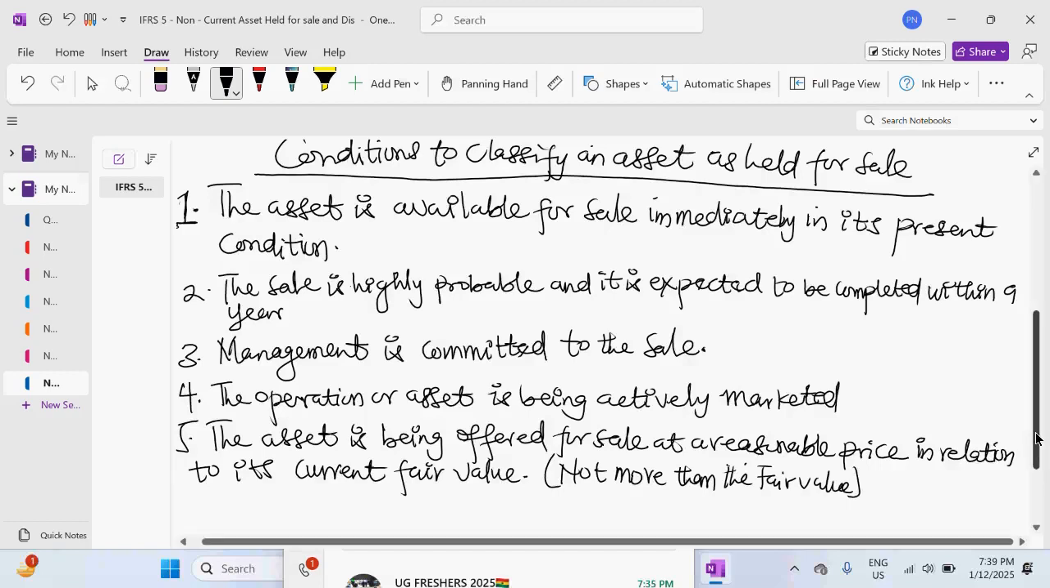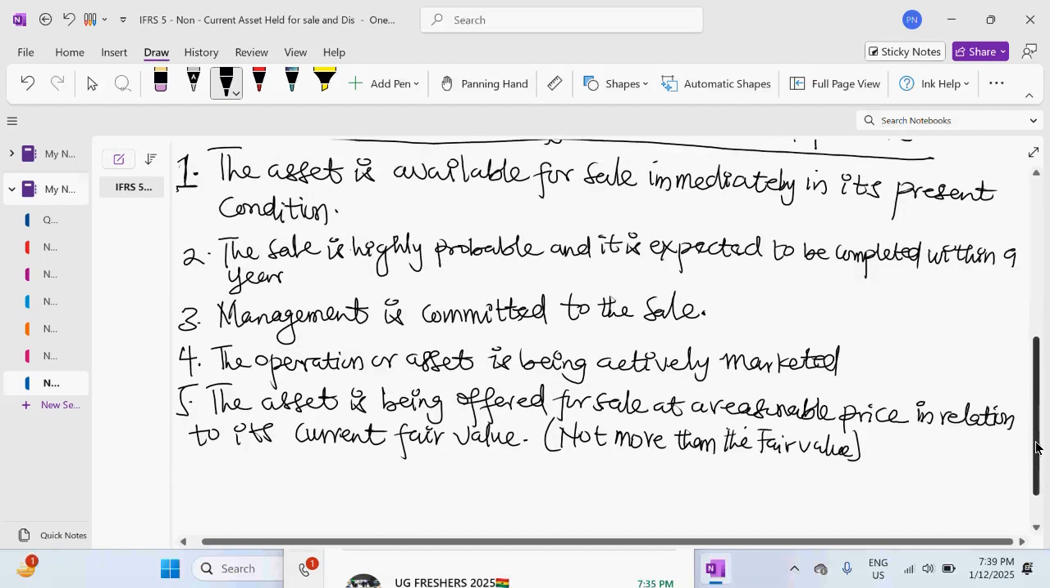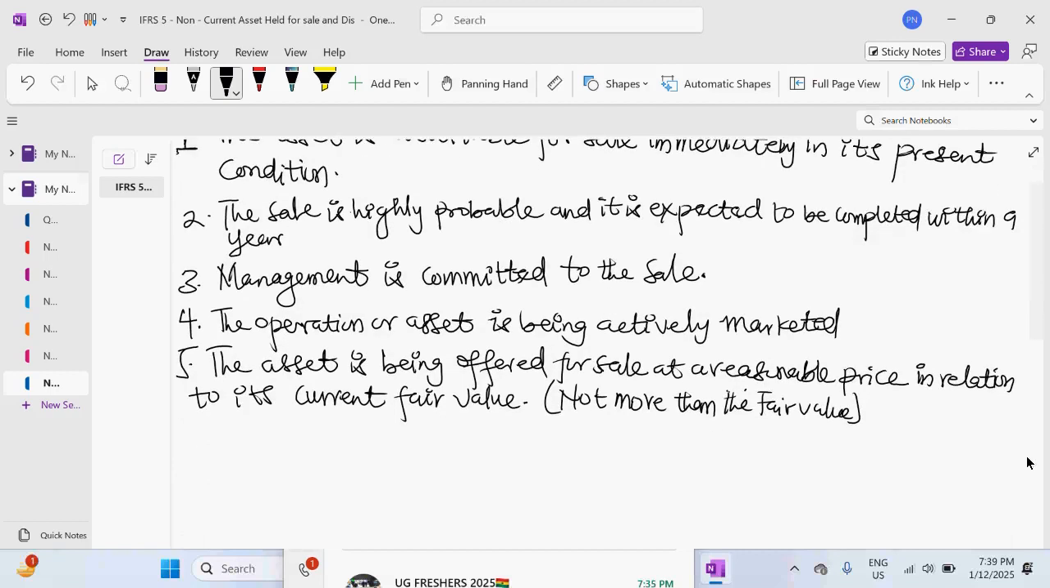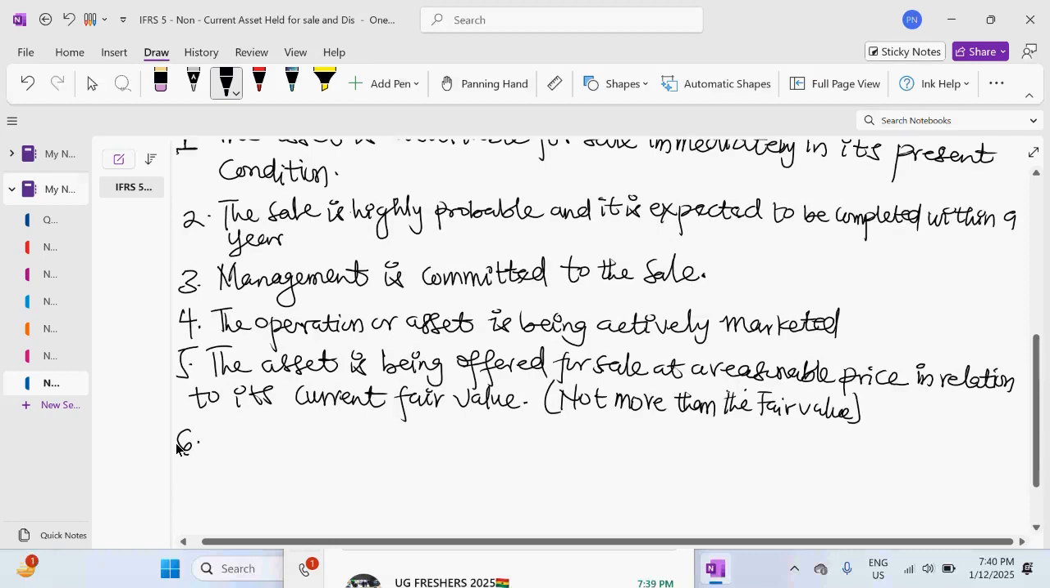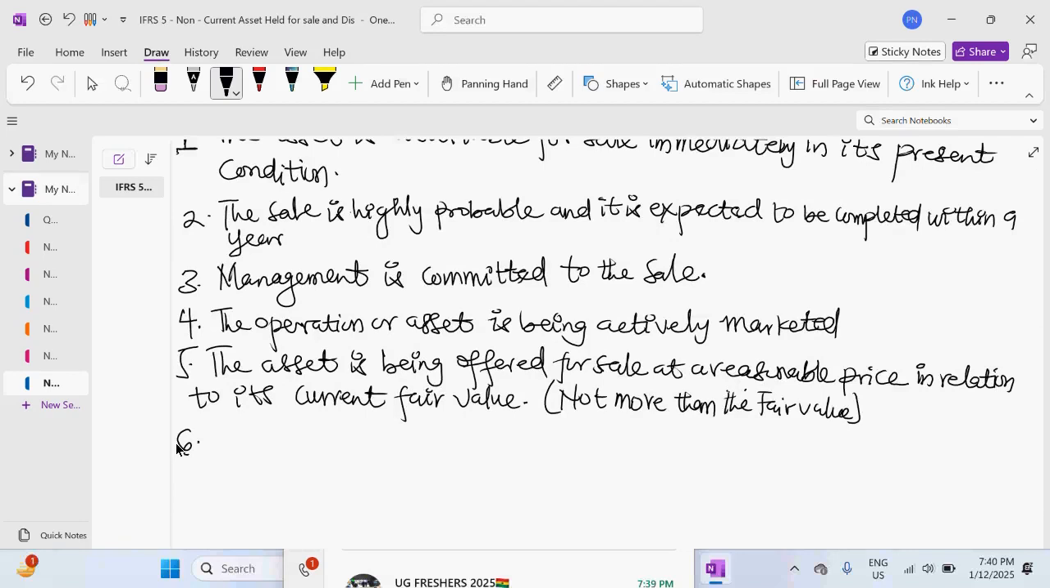If the price of the asset that you are selling is more than the market value, the amount at which the asset is sold in the market, if the price that you are selling at is higher than the market value, then that violates the condition of it being classified as assets held for sale.